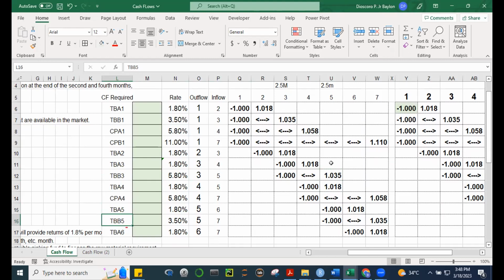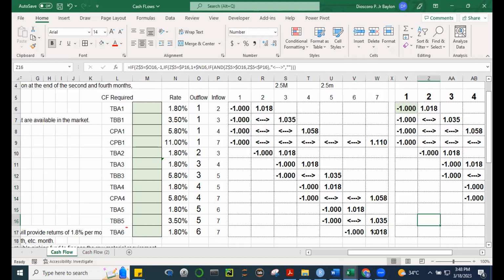Okay, so that's month number 5. I'm sorry, for month number 5, this should be equal to 2.5 million. For month number 6, 1.018 times TBA5 minus TBA6 should be equal to 0. So whatever we get from TBA5 should be invested in TBA6. And lastly, notice in the last month, they're all inflows. Why are they all inflows?